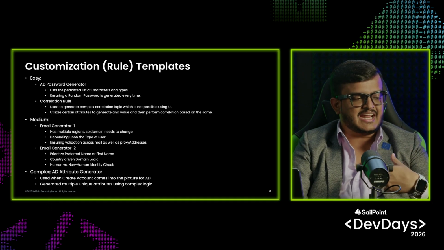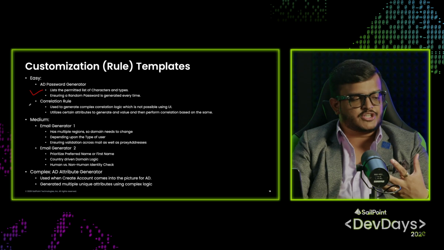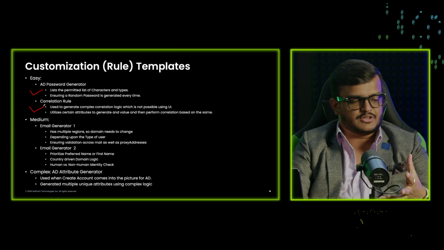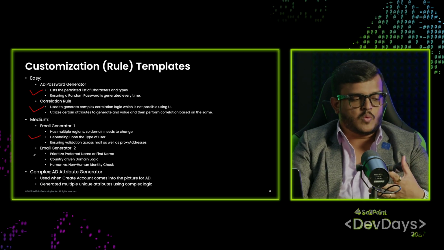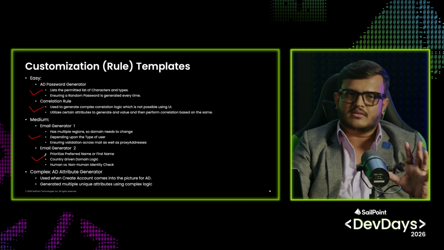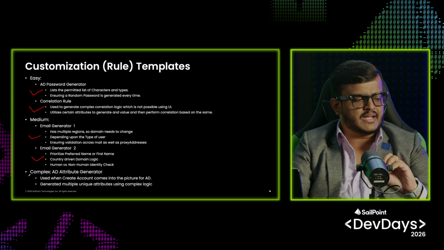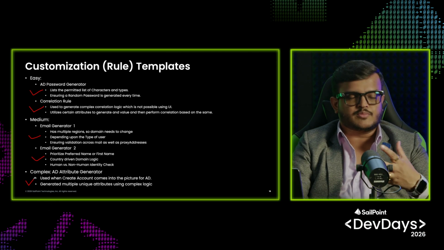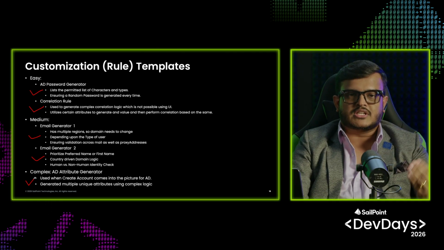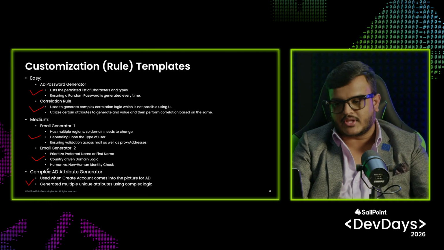So with our easy template, which has the rules, we're going to take your AD password generator. Then we're going to have your correlation rule and email generator one, which is easy to medium, then your medium complex, and last would be your complex AD attribute generator, which can take a lot of things into account and generate multiple attributes for you.